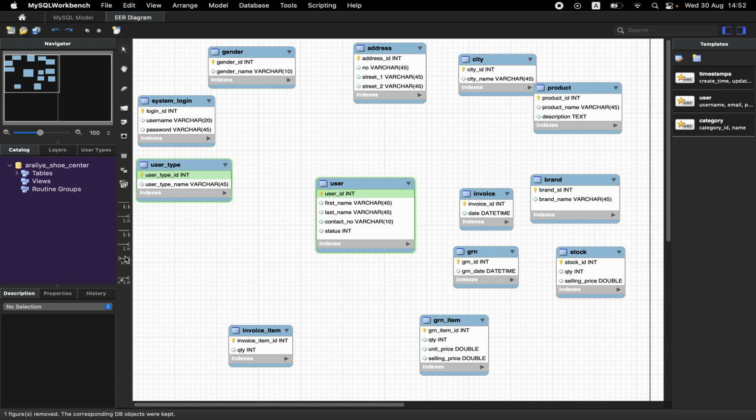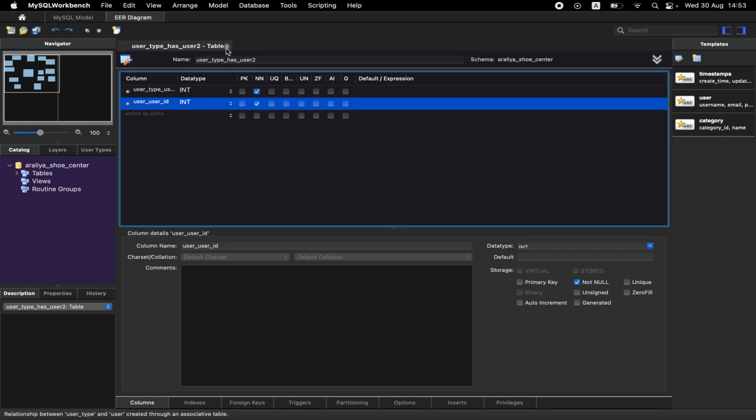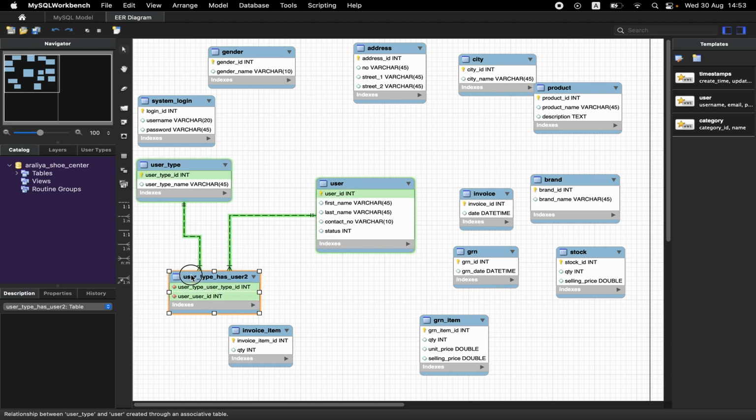The relationship between the user and the user type is many to many because a user can have many user types and a user type can have many users. When we give many to many relationship in MySQL, it will create a new table and it gives one to many relationship. So as you can see, it created a new table and here it gives one to many relationship. In here I am going to remove this primary key in this table and it will become a non-identified relationship.